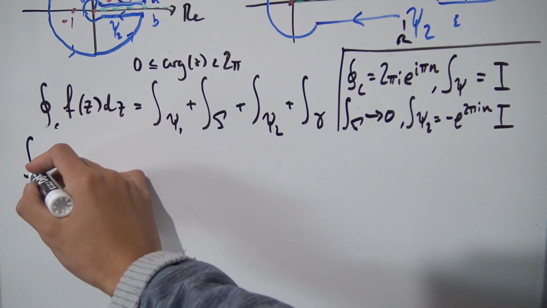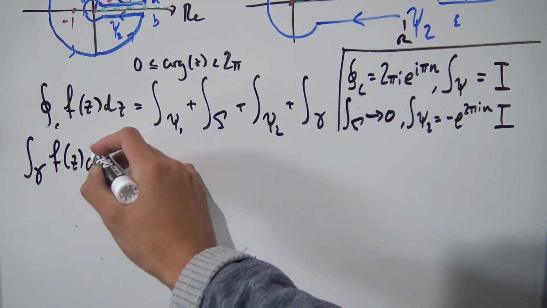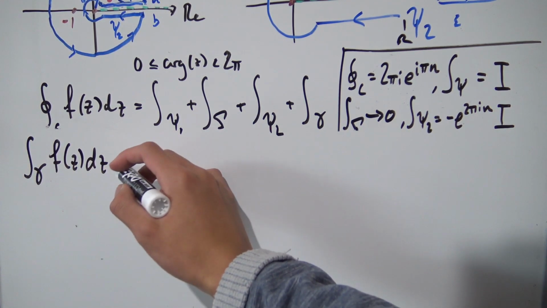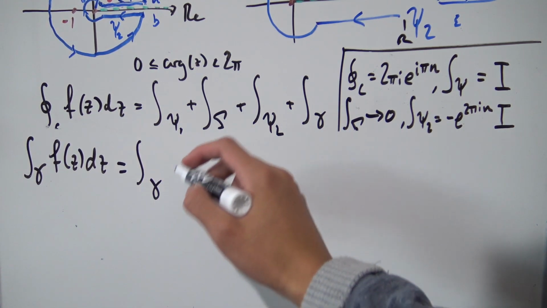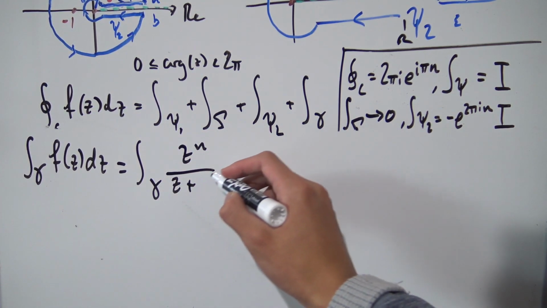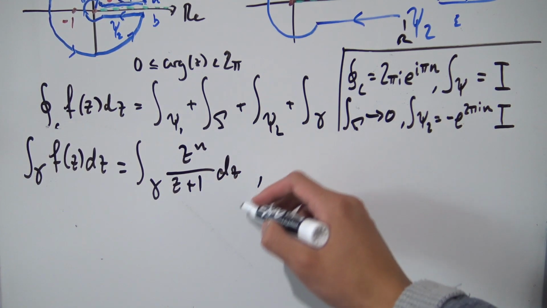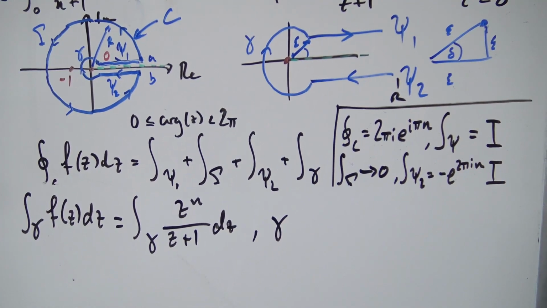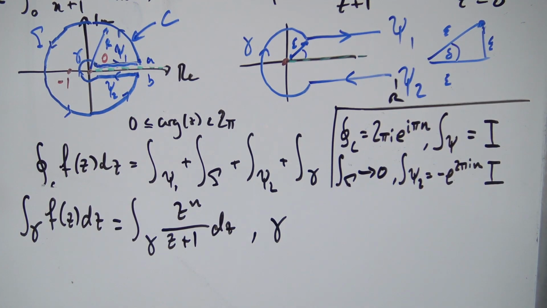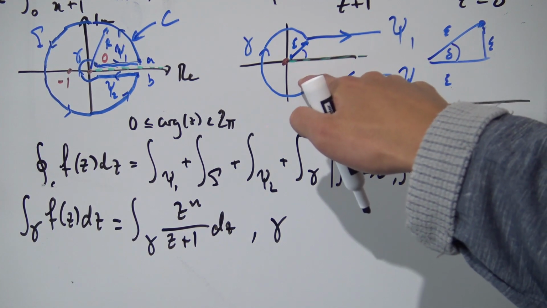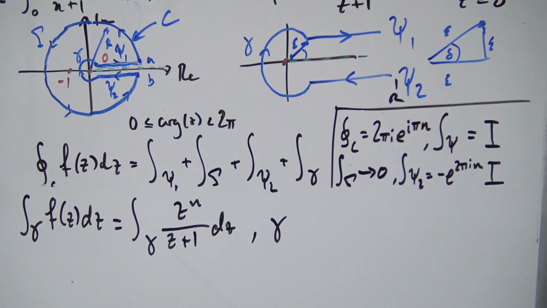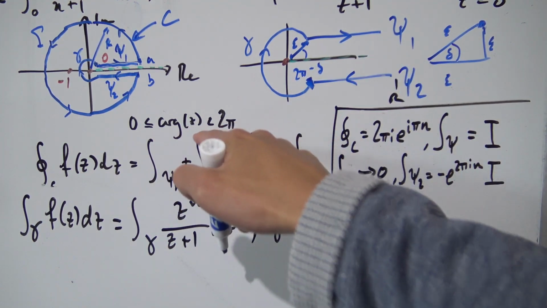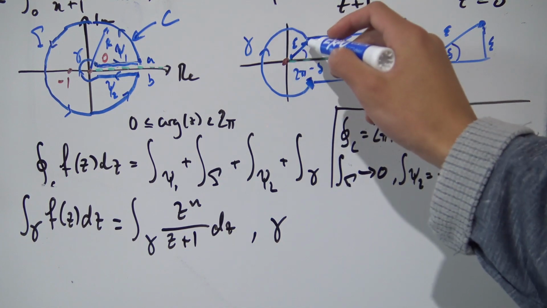So, the integral over gamma of f of z dz. Again, we want to show that this integral goes to 0, and I think it's pretty easy to do that. This is the integral over gamma of z to the n over z plus 1 dz. And what exactly is our gamma? Well, our gamma is exactly this circle traversed in the negative direction, and it's going to start at some angle delta, actually down here, which is 2 pi minus delta. So right here, the argument is 2 pi minus delta, because remember, we need to stick between this domain right here, and it's going to go all the way up to delta.